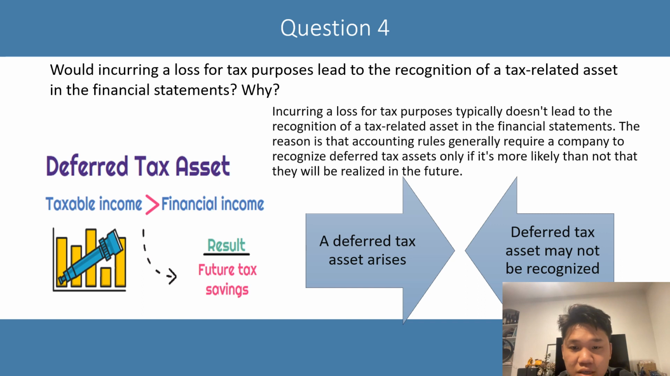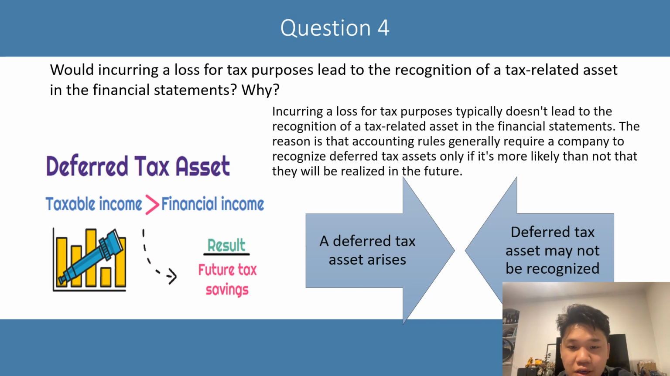So a deferred tax asset arises when the company has overpaid the tax or has a tax deduction or credit that can be used to offset future taxable income. However, if there is uncertainty about whether the company will generate sufficient taxable income in the future to utilize the deduction or the credit, then the deferred tax asset may not be recognized.